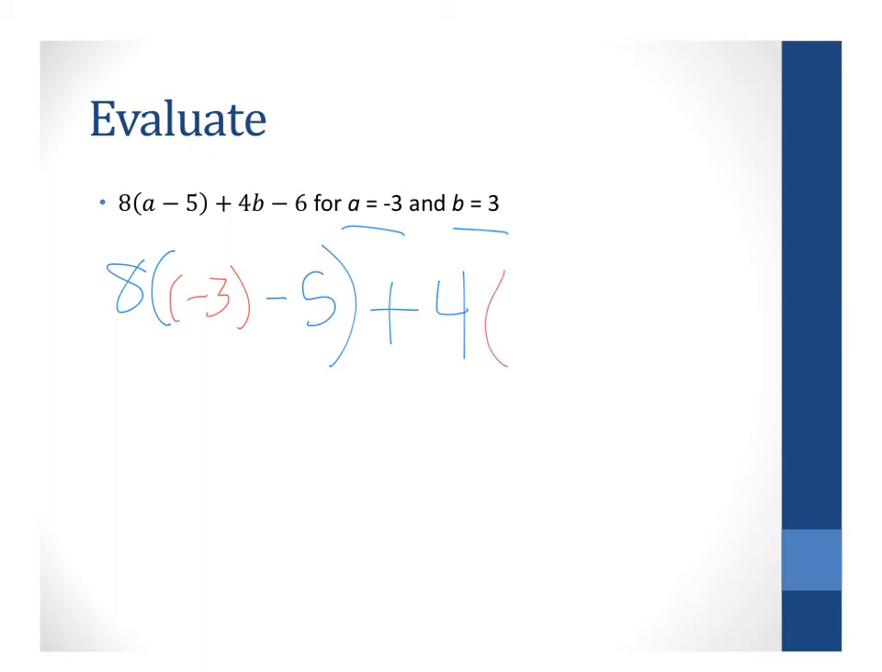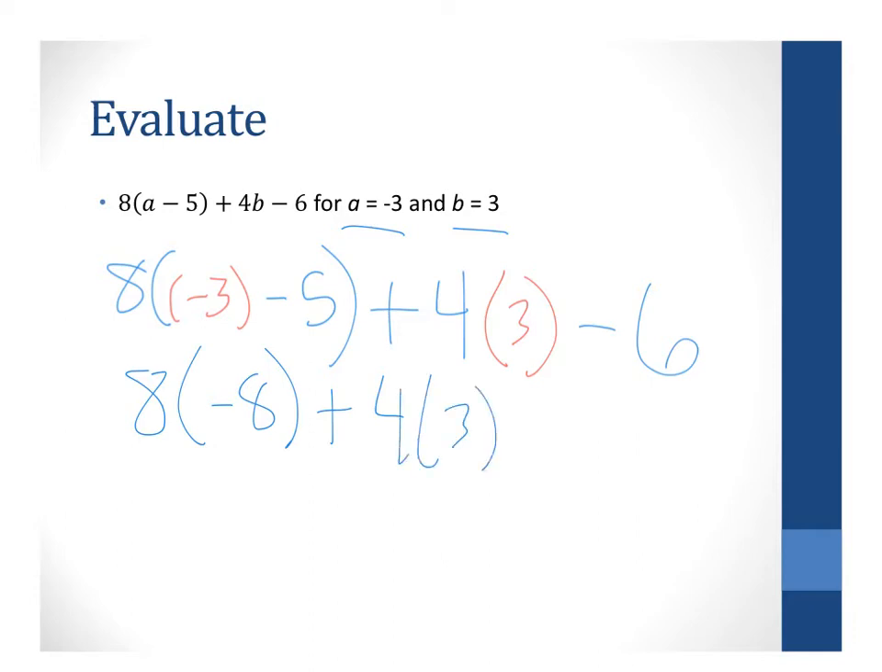And then we've got b, which is 3, minus 6. And we're just going to go ahead and use our order of operations. Well, I've got to do what's in the parentheses first. So over here I've got to do this part. Negative 3 minus 5 is negative 8. So I've got 8 times negative 8 plus 4 times 3 minus 6. And then we're going to multiply these, which is negative 64. Multiply the next ones, which would give us 12, and then minus 6.